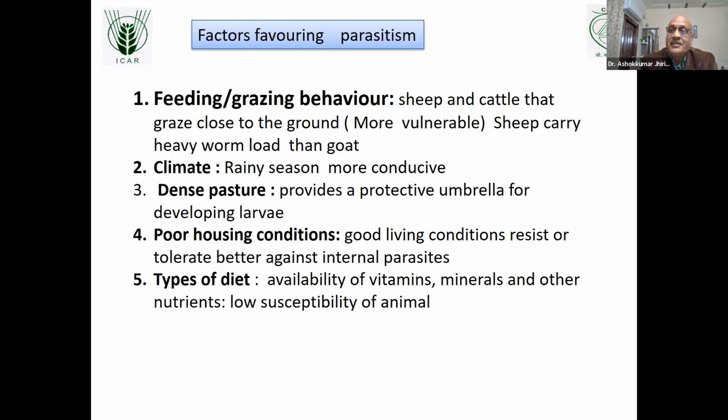Poor housing conditions have a direct relation with high parasitic loads, because you are keeping the animals in sites where there is a high load of infection and you don't have better cleaning strategies. The type of diet is also important. If the animal is getting proper diets, with proper availability of vitamins, minerals, and other nutrients, these animals have better resilience to parasitic diseases. If the animal is energy deficient or poor in proteins especially, the susceptibility of the animal is very high. So nutrition plays a very important role in the outcome of a disease.